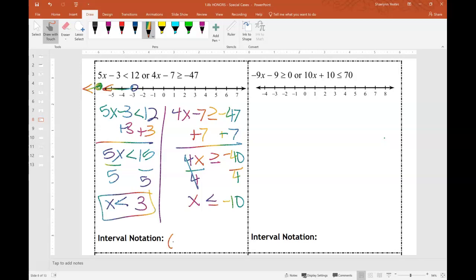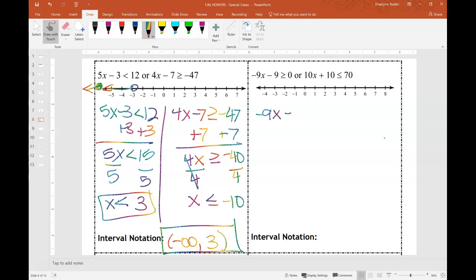So this is from negative infinity all the way to 3. It's an open circle, so it's a parenthesis. That is our solution. All right, let's go ahead and try this other OR. Again, I'm going to do it in the rainbow pen because everything the rainbow touches is part of our solution.